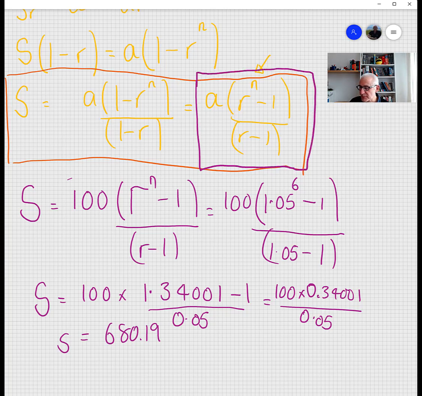And that, we will see, gets used later on in formulas we need to calculate loan repayments and other calculations based in the world of finance.